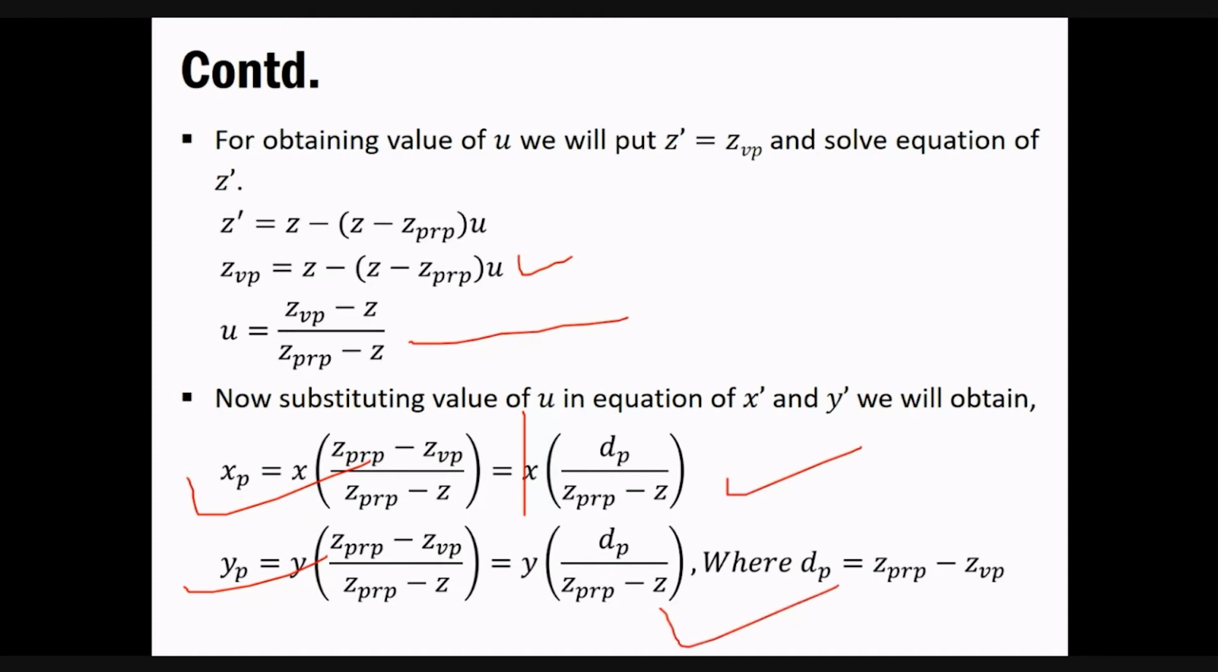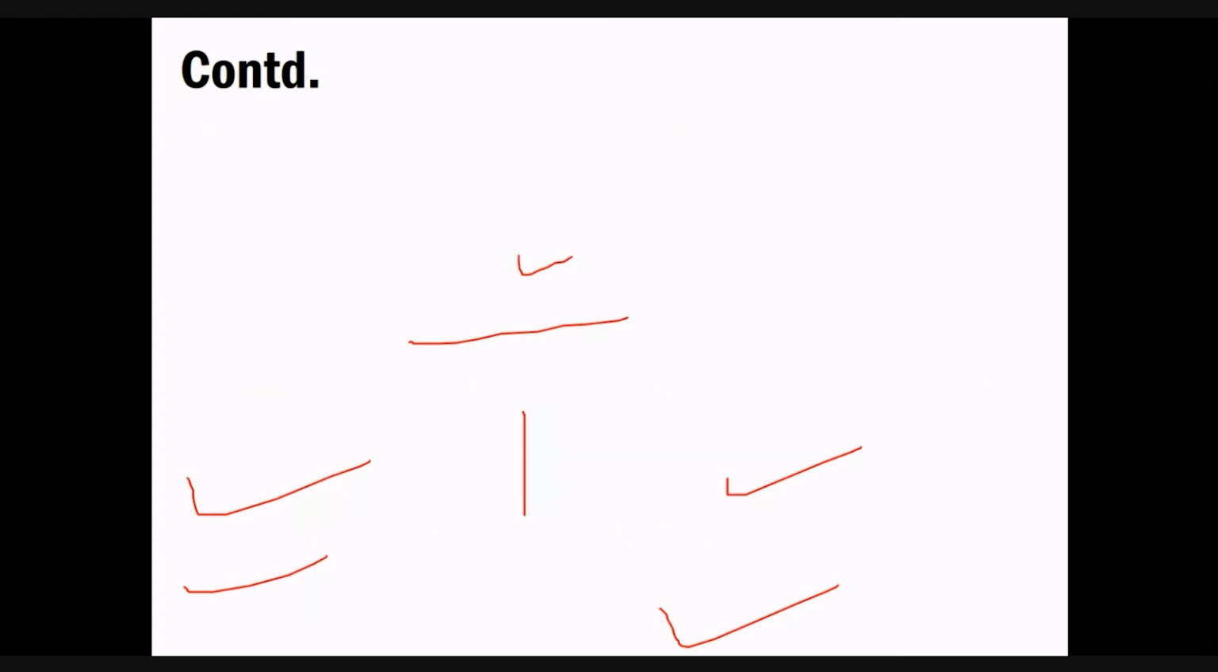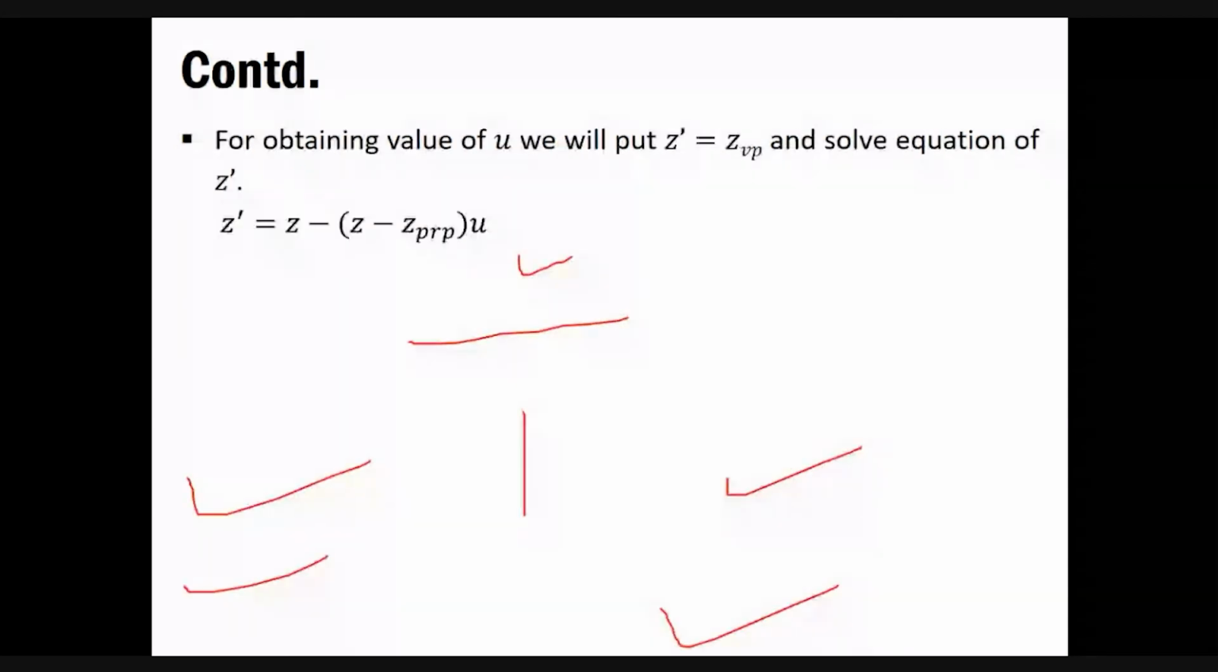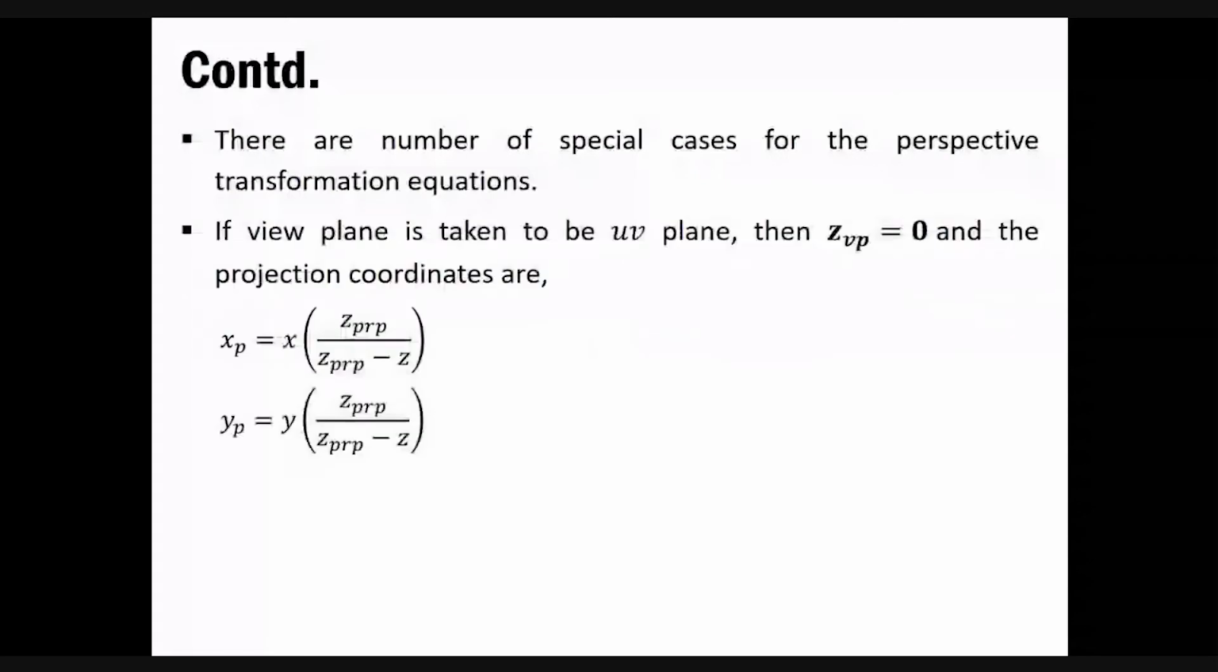As we did earlier, you can use the same information and put it in matrix form, and you can go ahead with your concept. That is nothing but perspective projection. A few things you have to keep in mind. There are a number of special cases for the perspective transformation equations. You will not always have the same scenario. It all depends on the view plane you are considering, and from where you want to take this perspective, or where you want to display these things.